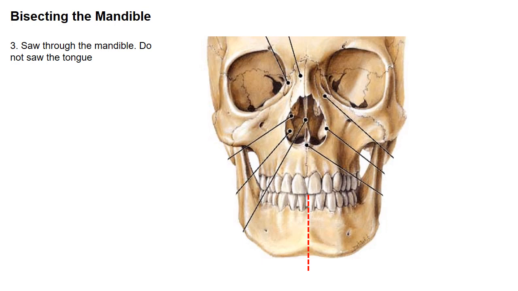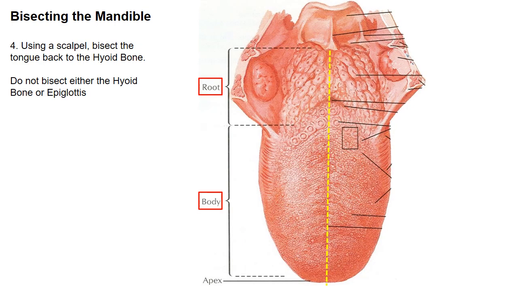The tongue should be bisected with a scalpel. And this is how we do it. We're going to bisect the tongue right here from apex down the body through the root, but not the epiglottis. The epiglottis is never bisected. There's never any good reason to do that.